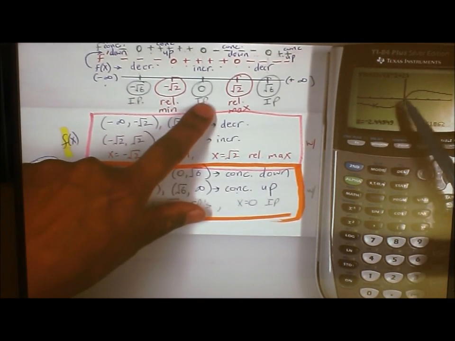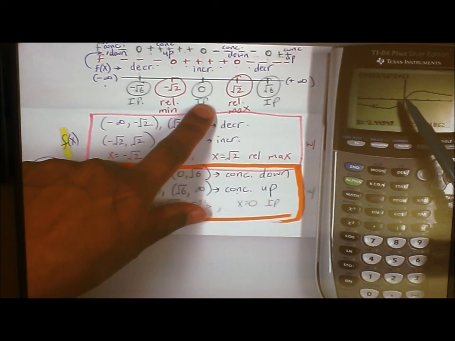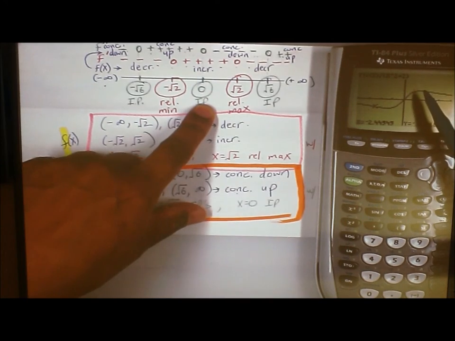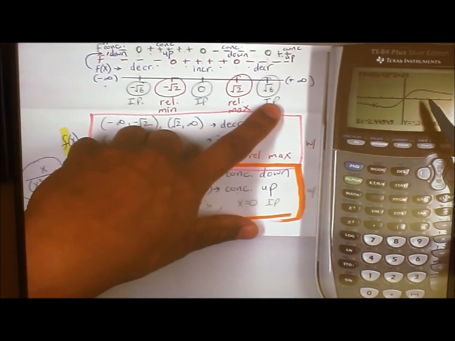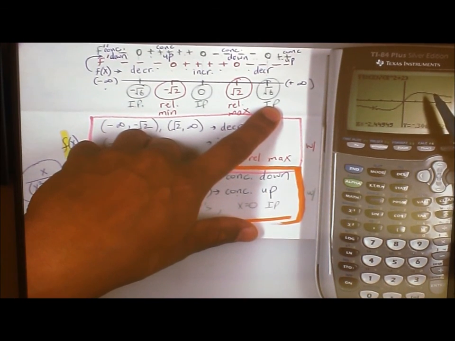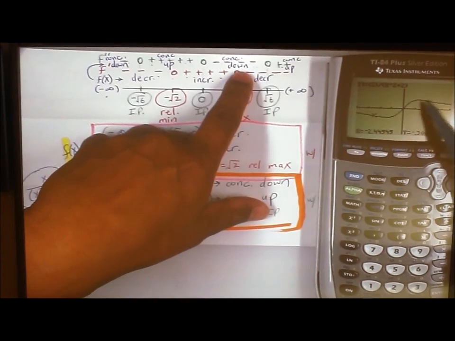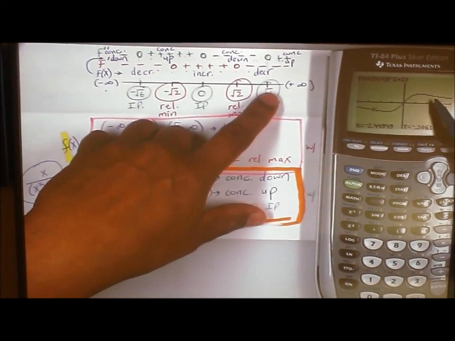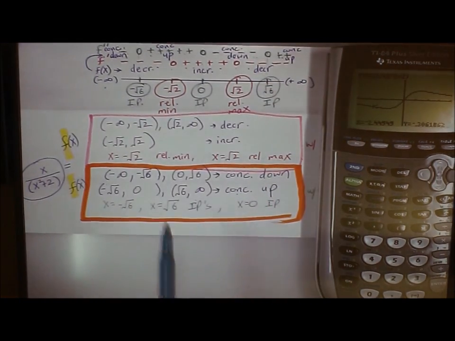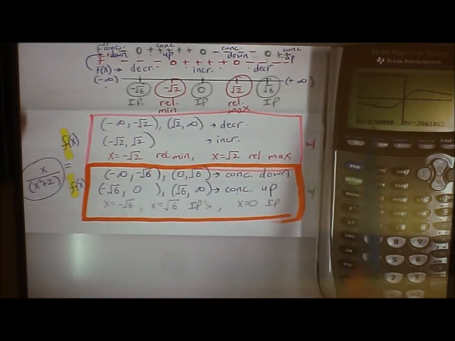At x equals 0, you have another inflection point, because you change from concave up, which is this little bowl right here, to concave down. And then at positive root 6, which is here at 2.45, right around here, you have another inflection point because you went from concave down, see that, to concave up. So f double prime gives you a whole other set of information about the function f, which is what we graphed here.